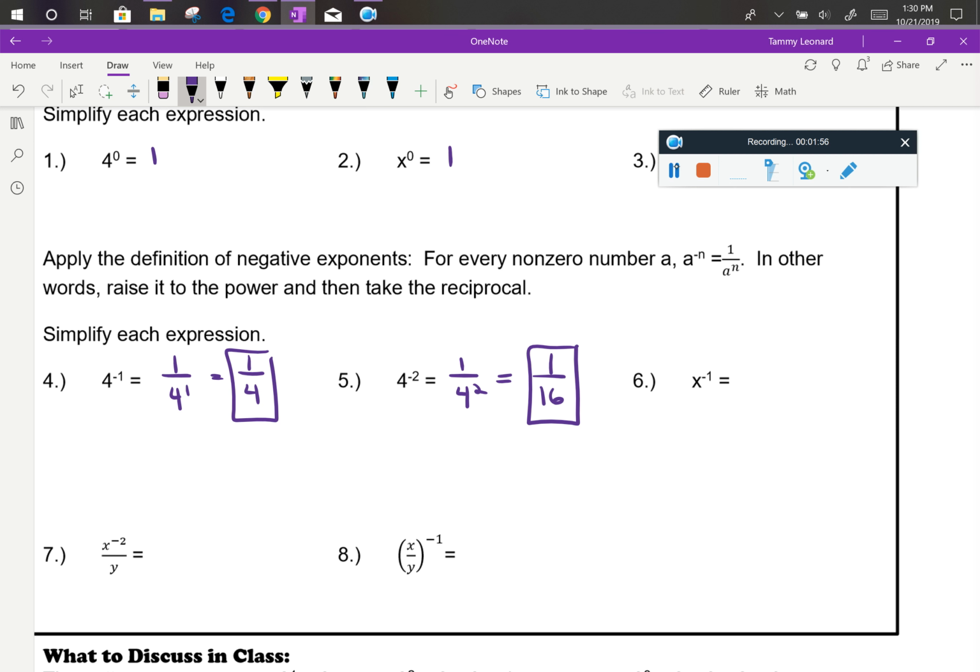X to the negative first means take the reciprocal of x. When we put it in the denominator, we no longer need the negative power, so it's 1 over x to the first, which is really just 1 over x.